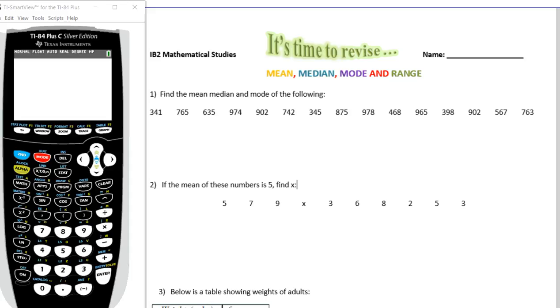Time to revise mean, median, mode, and range. So you'll need your calculator handy for this one. Find the mean, median, and mode of the following.